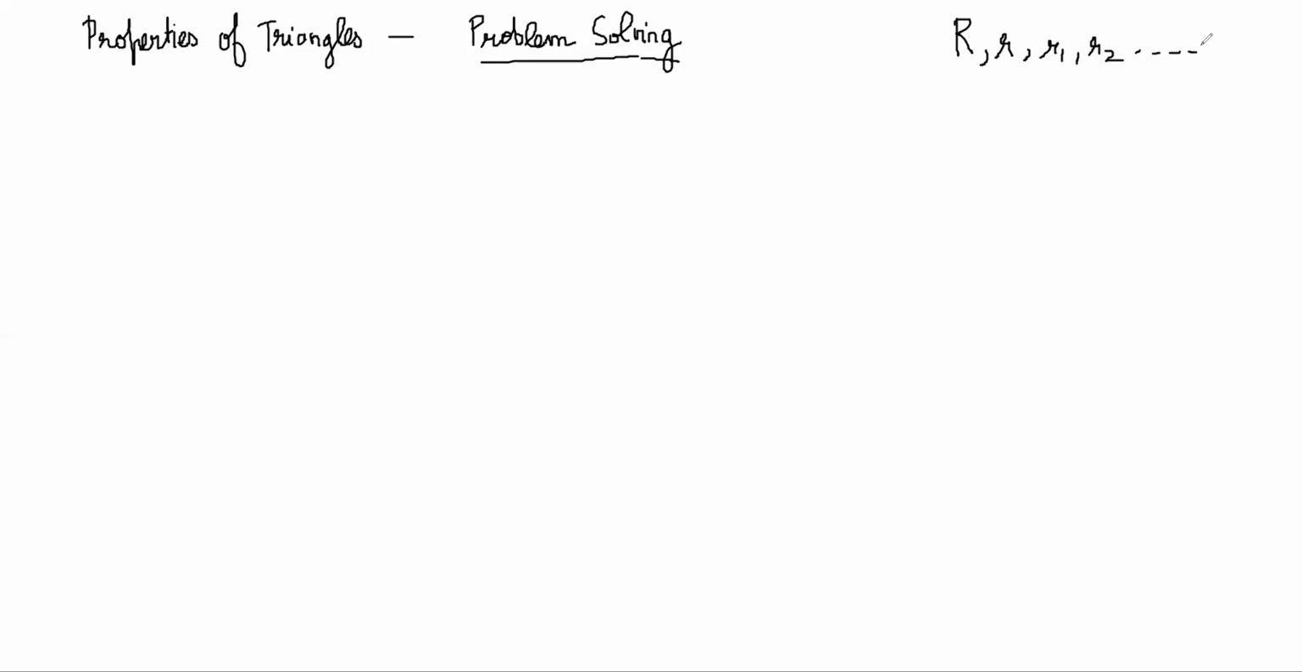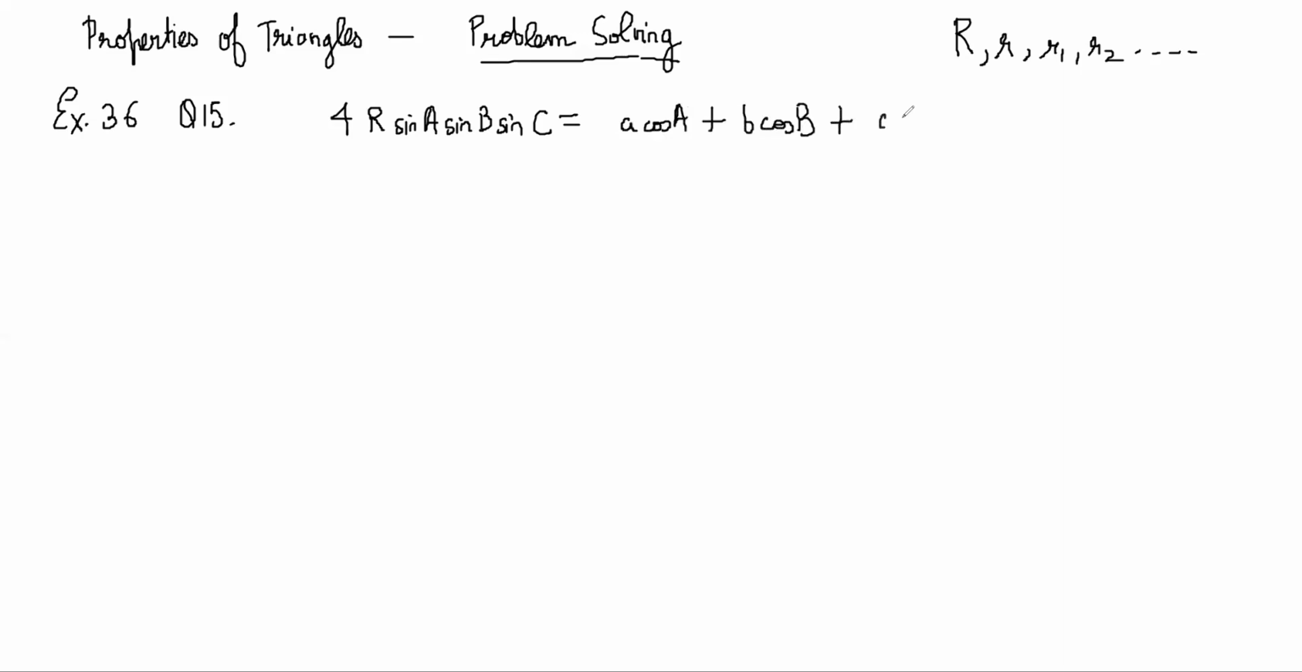The 15th one in that exercise. This is exercise number 36. Exercise 36, Question 15. Okay. So 15th one is, I think, prove that 4R sin A sin B sin C is equal to a cos A plus b cos B plus c cos C. This is what you have to prove, right?